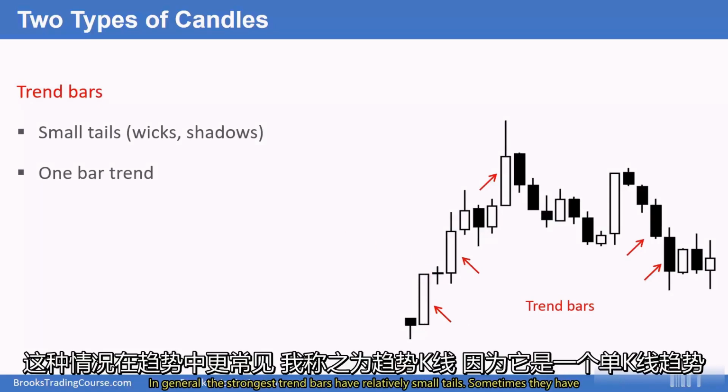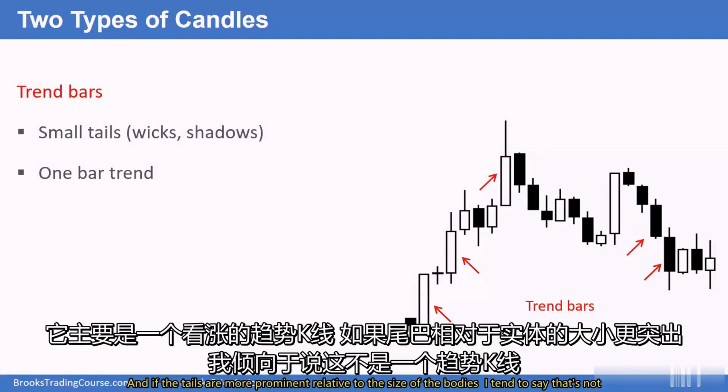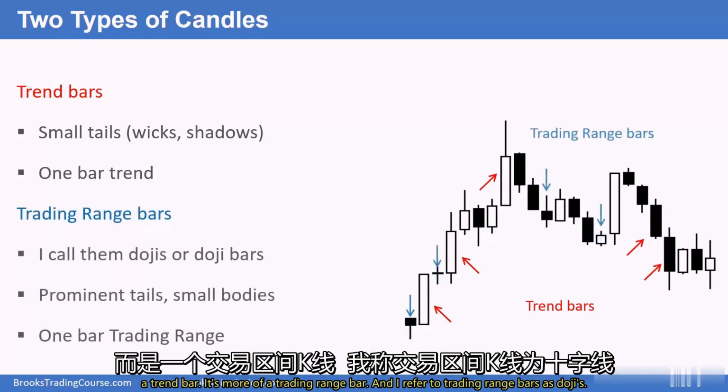In general, the strongest trend bars have relatively small tails. Sometimes they have big tails like that, but it's still a bull trend bar. It's mostly a bull trend bar. And if the tails are more prominent relative to the size of the bodies, I tend to say that's not a trend bar. It's more of a trading range bar.